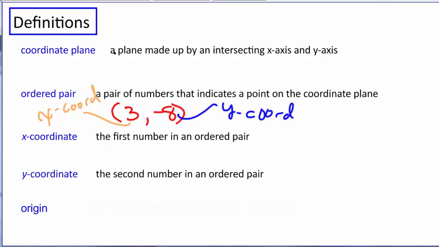And finally, we have the origin. And this is the point where the x-axis and y-axis meet on the coordinate plane.